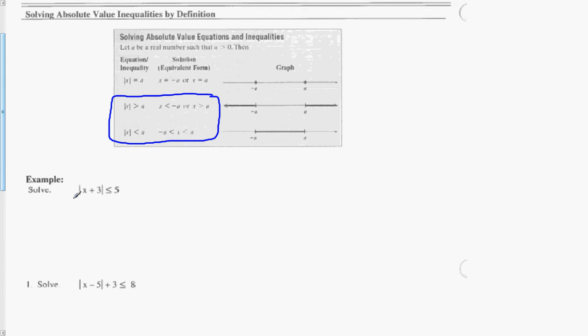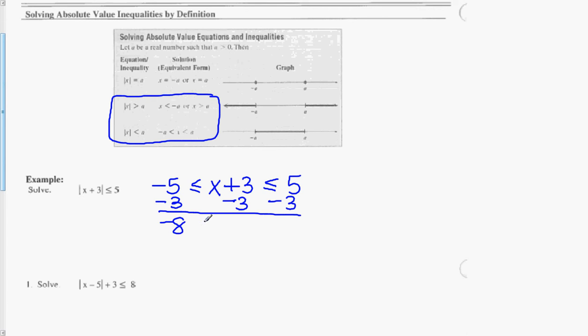All right, so in this first one, I've got the absolute value of x plus 3 is less than or equal to 5. On a less than, I can take my x plus 3 and put it in between my two endpoints, 5 and negative 5. I put the negative 5 on the left because remember we're using our common sense superpower. Negative 5 is to the left of positive 5 on a number line. And then we're just going to subtract 3 from all sides. So I'm going to get negative 8 is less than x is less than or equal to 2.